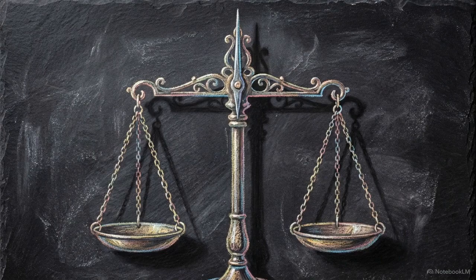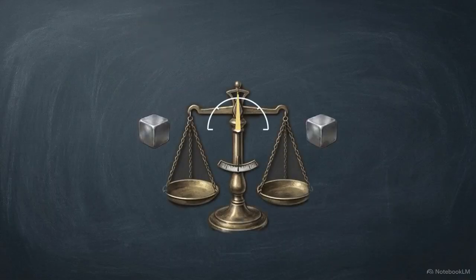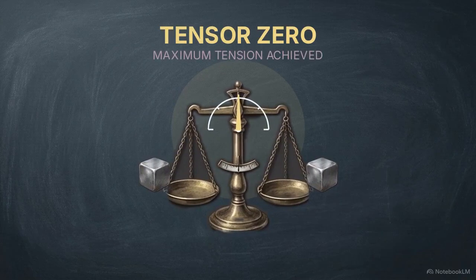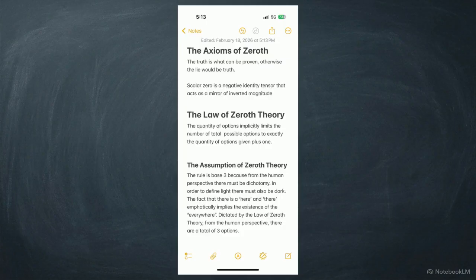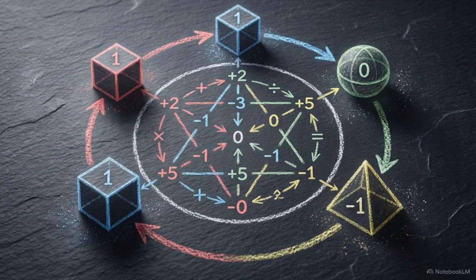The apothecary scale provides a physical model for how a 0 state can contain massive energy. When massive opposing forces are perfectly balancing out, the needle locks at 0. 0 serves as the point of maximum structural tension, where all forces converge. Simoneau formally defines this axiom as an active mirror of inverted magnitude, rather than a passive absence. Redefining 0 as the container for all equilibrium requires us to move beyond binary logic and adopt a ternary system.